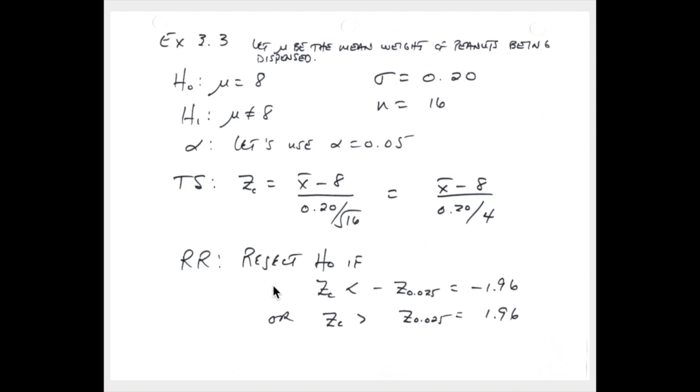And so the rejection criteria is to reject the null hypothesis if our test statistic z-calc is either less than negative 1.96 or greater than positive 1.96. So I've set up my test. And let me just point out that you can get all the way down to this part, specifying the rejection region, without actually having conducted the experiment yet, without actually having collected the data.